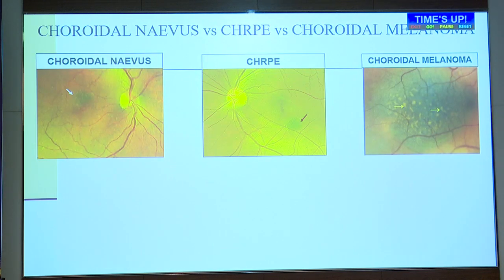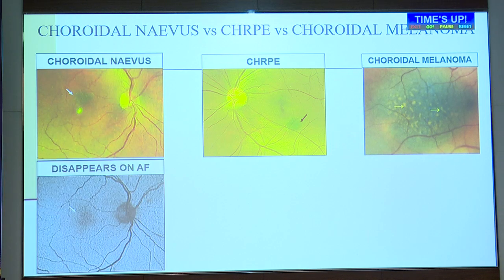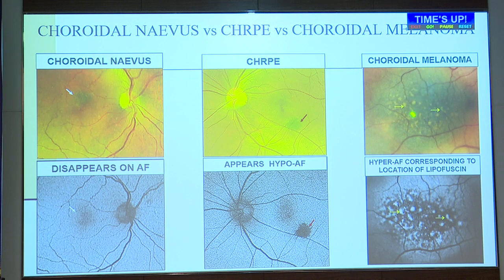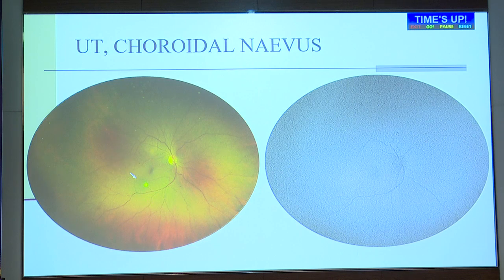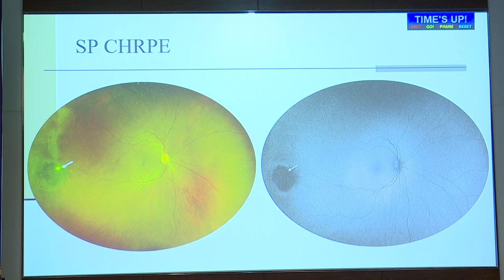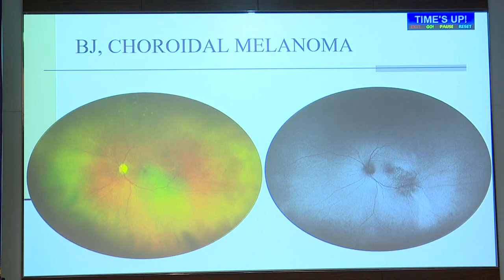So another important indication is, when you see a pigmented lesion like this, is it a choroidal nevus, is it a CHRPE, or is it sometimes a melanoma? The choroidal nevus disappears on AF, whereas CHRPE appears hypoautofluorescent. So you can give a definite diagnosis to the patient. And a choroidal melanoma has this kind of granular hyperautofluorescence. So the nevus here disappears on AF. This is CHRPE which remains hypoautofluorescent. This is a choroidal melanoma, probably. It's still sent for investigation. You can see this hyperautofluorescence here.